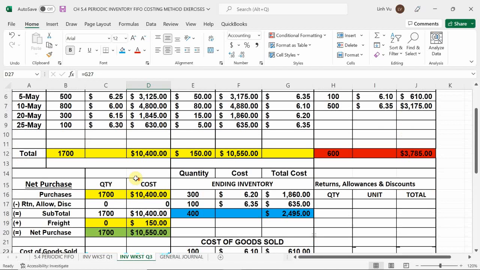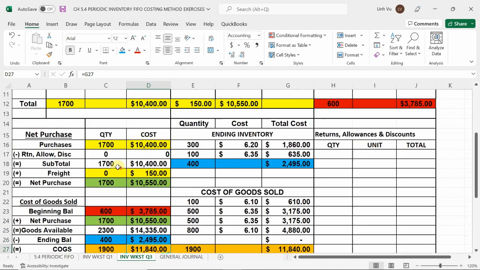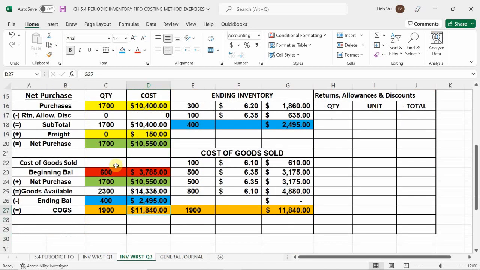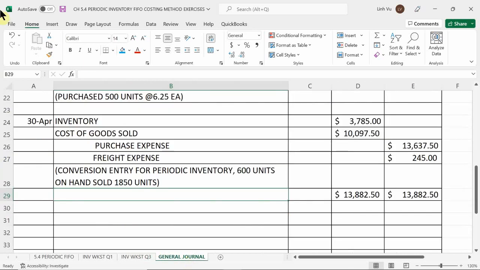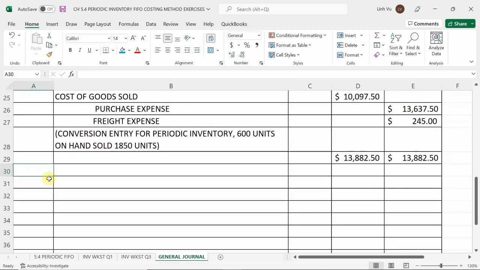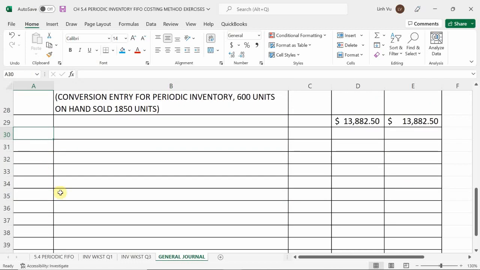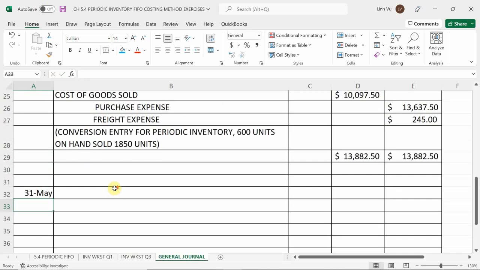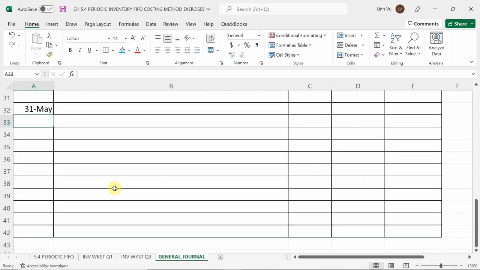Now that I have beginning inventory, it's just adding an extra concept and just adding up your total amount that you have available to sell. Last but not least, we need to complete our conversion entry. That's exactly what I have left here down below, enough for your conversion entry for May 31st.